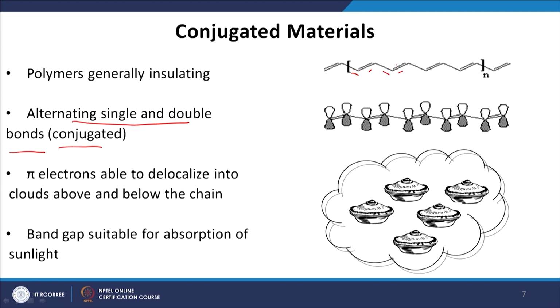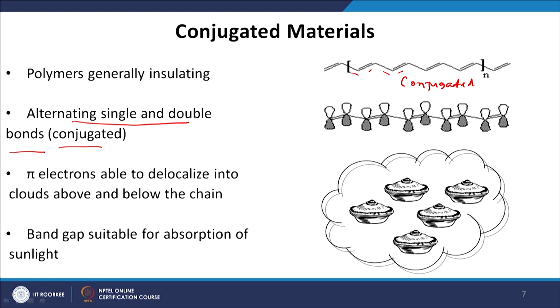So a double bond is represented by this two-line symbol and a single bond is represented by the one line. This kind of structure is called a conjugated structure, and this kind of polymer is called a conjugated polymer.